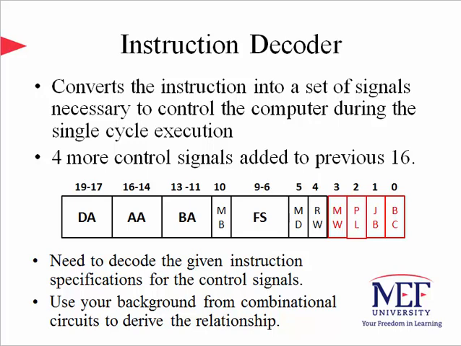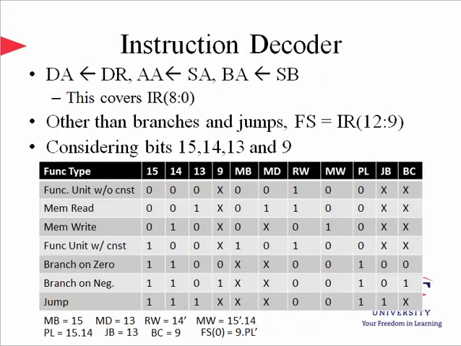This decoding operation should not be too hard for you at this point, because you can use our combinational circuit background and use simplification techniques to derive the relationship between the bits of the instruction and the bits of the control word. So let us try to draw the connections between the instruction and the control word. First, we copy the destination, source A and source B address fields to DA, AA, and BA. This covers the first 9 bits of the instruction.